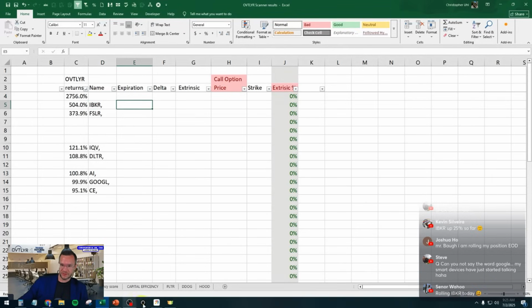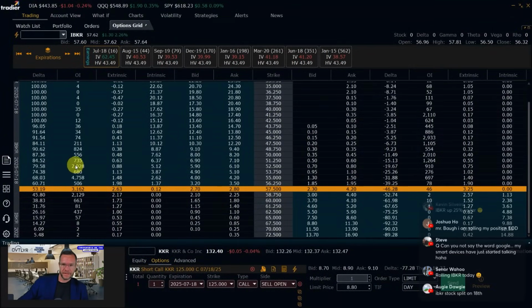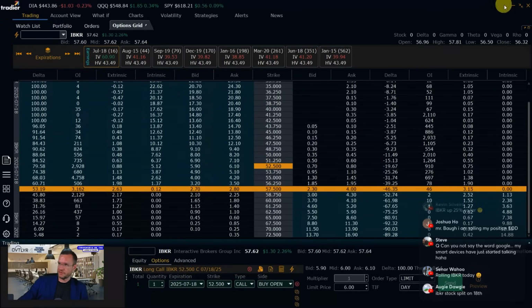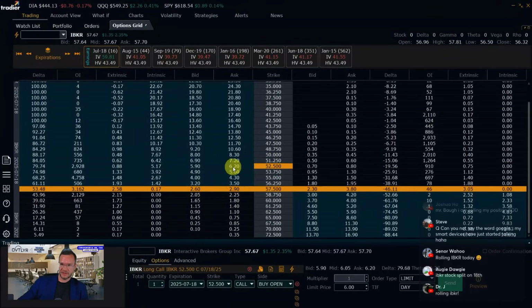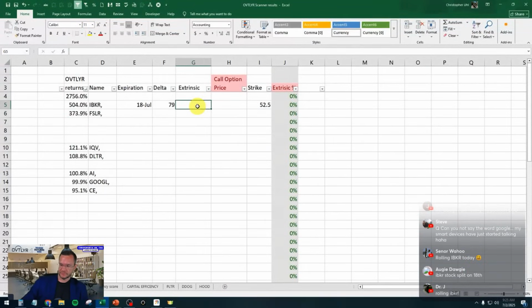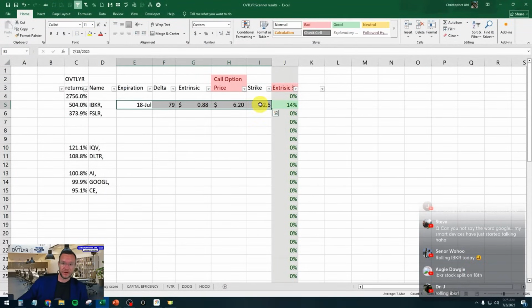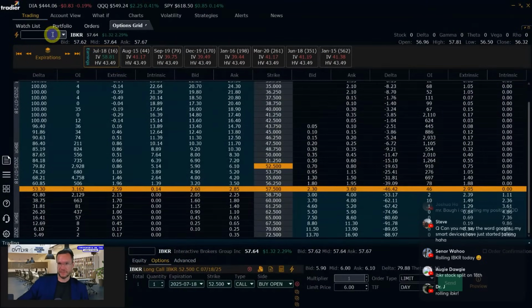Expiration on Interactive Brokers, July 18th. So the 79 delta is at the 52.50 strike. And then the extrinsic and the call price is 88 cents over 620. So that has 14% extrinsic value. That one I would be really interested in taking today if I were putting on new trades. Let's do First Solar, FSLR.